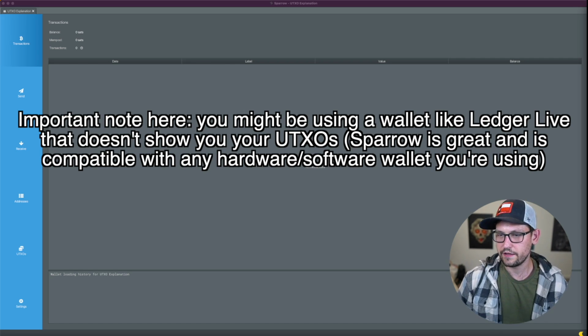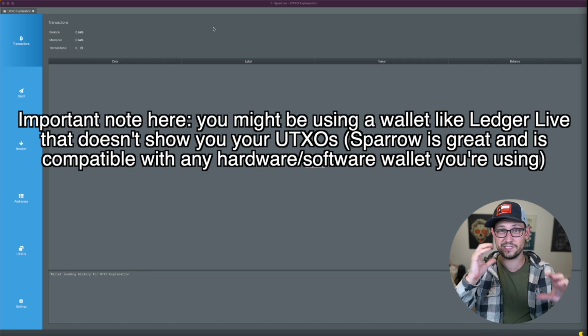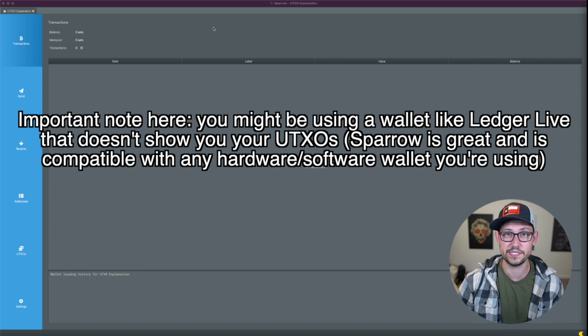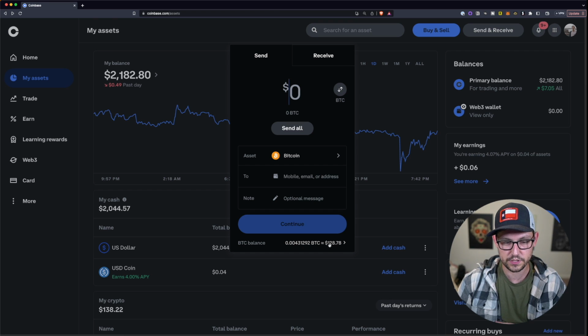All right, guys. So what I have here is a brand new software wallet on Sparrow Wallet. I'm using Sparrow Wallet because Sparrow Wallet will allow us to see how the UTXOs come in separately when I send the Bitcoin out of Coinbase or whatever exchange that I'm using. So next, if we come over here to Coinbase, we'll see that I have about $128 of Bitcoin just sitting on the exchange.